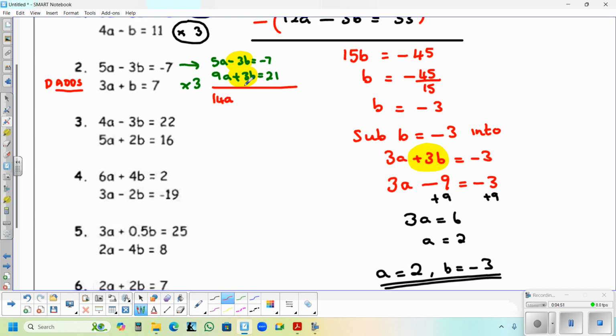They disappear, that was the whole point of it. And we've got minus 7 plus 21. That's the same as 21 take away 7, which is 14. And I can work out what a is, etc.